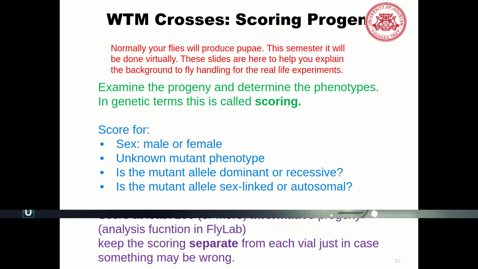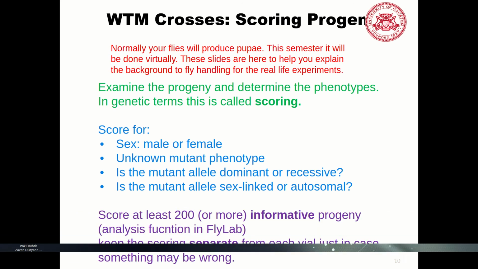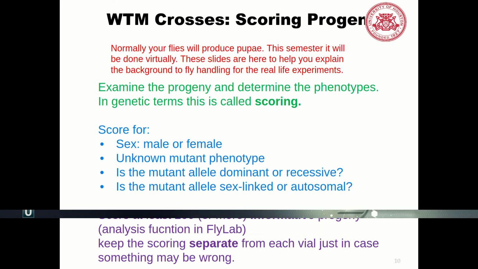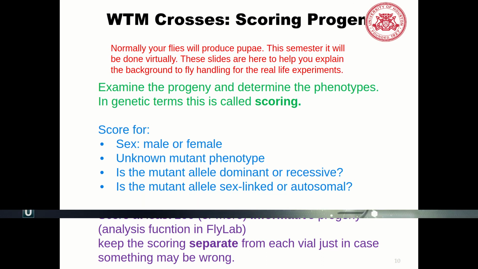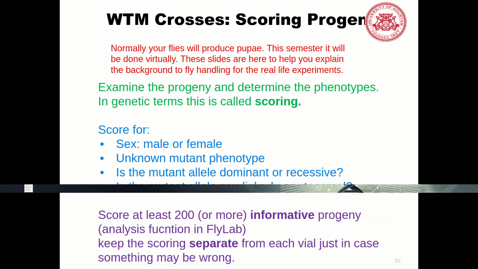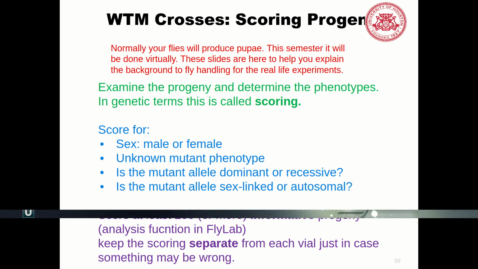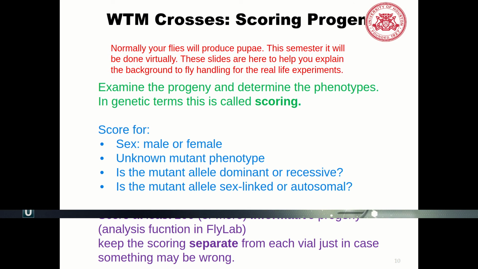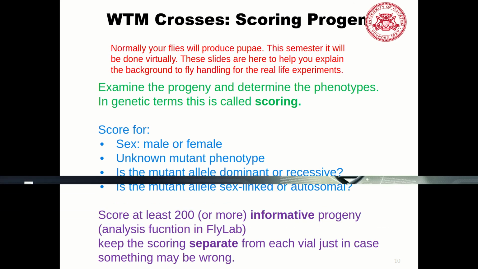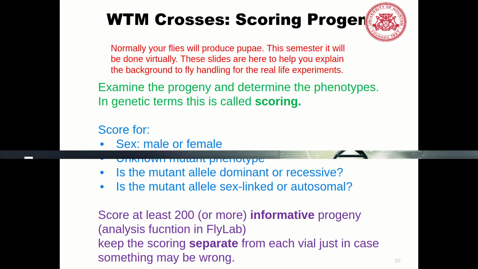Well, scoring is, you look at the flies and you say, how many males and females do I have? You have to learn how to do that. You have to look at the fly and figure out what's a female and what's a male. You have to be able to identify your mutant. Does it have a funny shaped wing? Does it have the wrong color eyes? Is it the wrong color body? Does it have extra parts somewhere? Maybe it has 4 eyes or something like that.